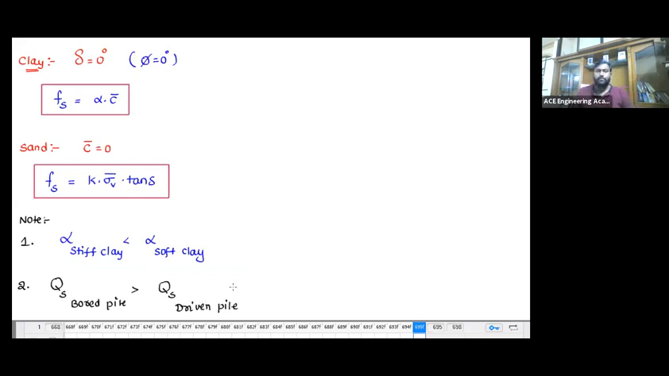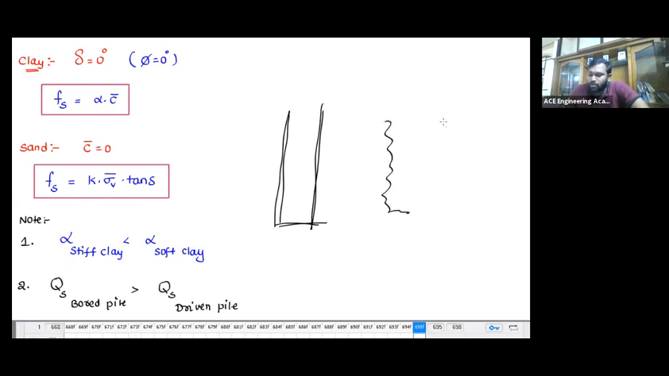Why does it have more friction in the case of the bored pile, sir? When you drive a pile, it has smooth edges. But when you dig a borehole, the borehole is not going to be regular, right? For the driven pile, the face of the pile is smooth. In the case of the borehole, there are many irregularities. The more the irregularities, the more the friction developed.